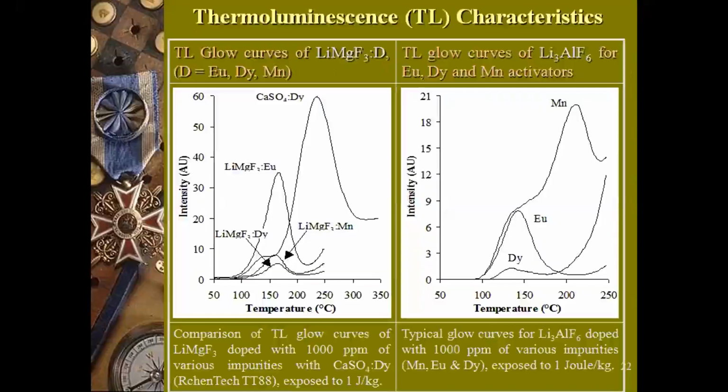LiF:Mg, LiF3, LiF6. These are the phosphors for TL dosimetry. LiF3, LiMgF3 performance. CaSO4 device is much better than LiF:Mg. And for different dopants, Dy and Eu as dopant, you can have higher field doping.